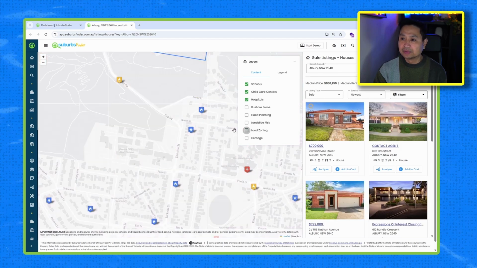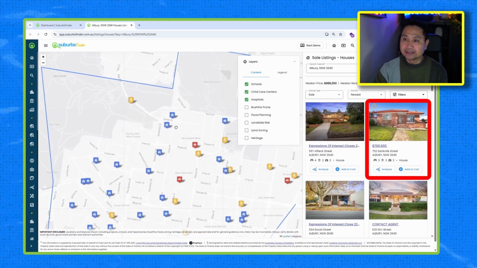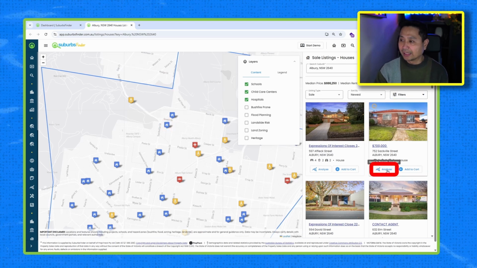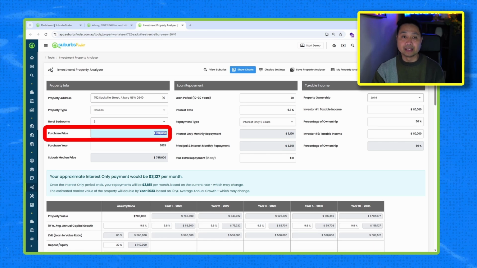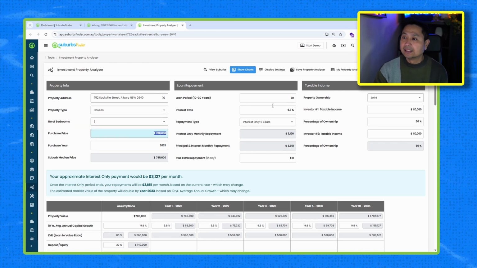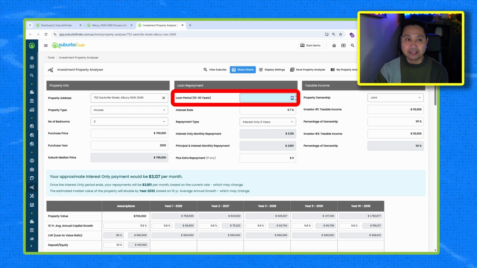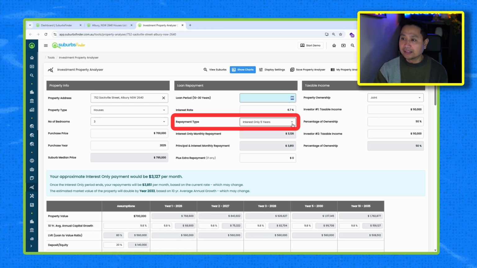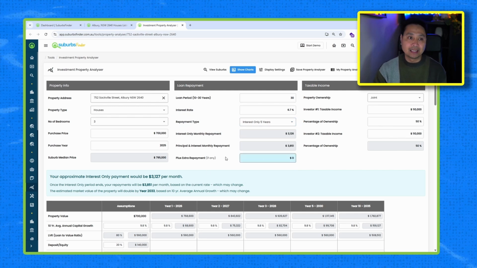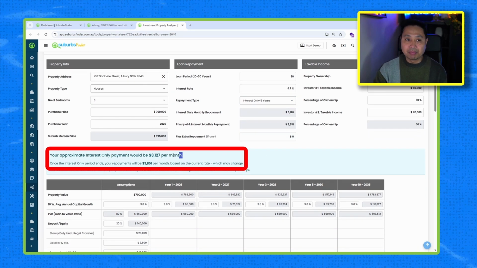So we can now use this because it's a good example of a property. We'll click analyze. It automatically plugs in the advertised price as the price. And then we'll set the loan term to 30 years and the interest rate at 6.7% on interest only for 5 years. So the tool automatically calculates our monthly repayment both during and after the interest only period.